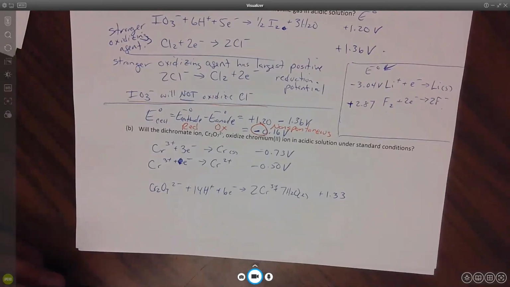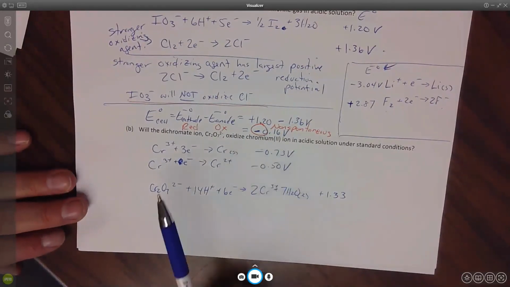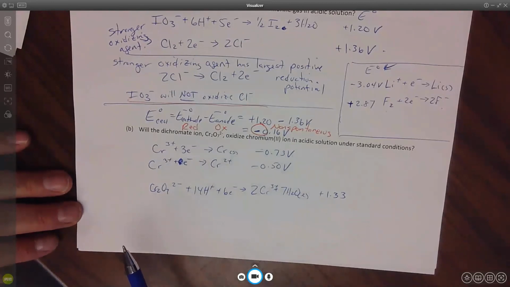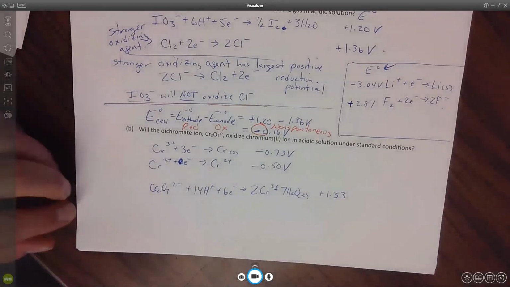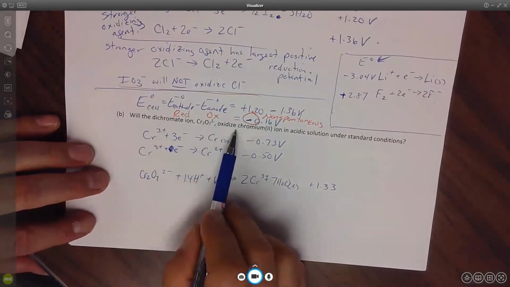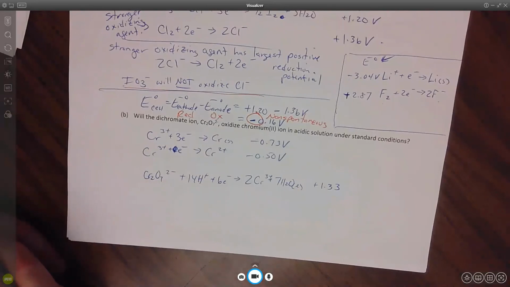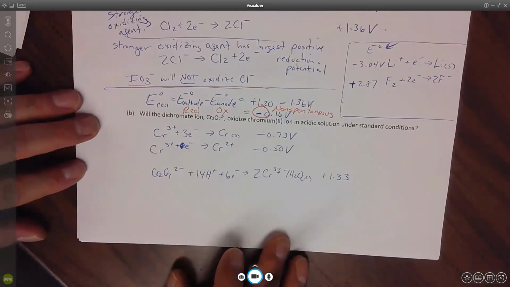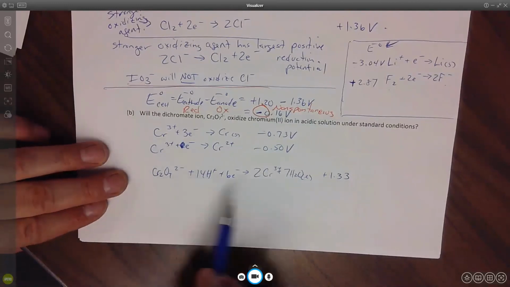Now think about it, when we balance this thing, it says, will it oxidize chromium-3 plus? Well, chances are I don't see any chromium-2 plus there. But I'm going to show you that it doesn't even matter that you don't recognize that, okay? So let's look at it, right? So we want to know, will dichromate oxidize chromium-3? Well, what is the strongest oxidizing agent here? Dichromate. Yeah, right. It has the most positive.